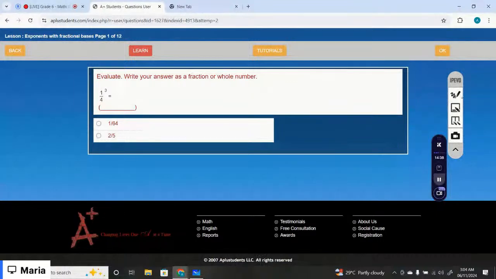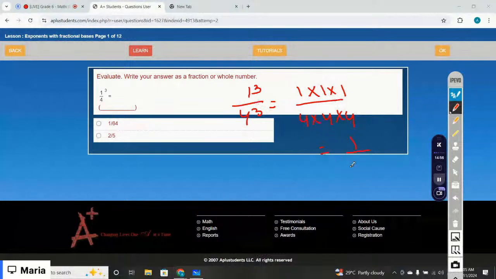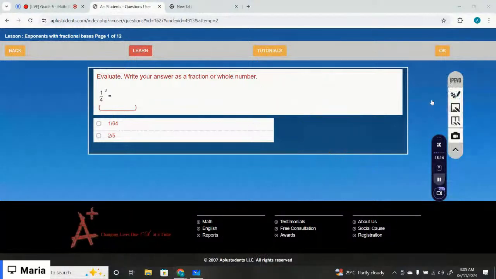Okay, the next one is evaluate 1 by 4 cube. So this cube is the exponent of both numerator and denominator. You need to do 1 times 1 times 1 and 4 times 4 times 4, right? So that is 1 divided by 4 times 4 is 16 and 16 times 4 is 64. That is 1 over 64. Option number 1 is the correct option.